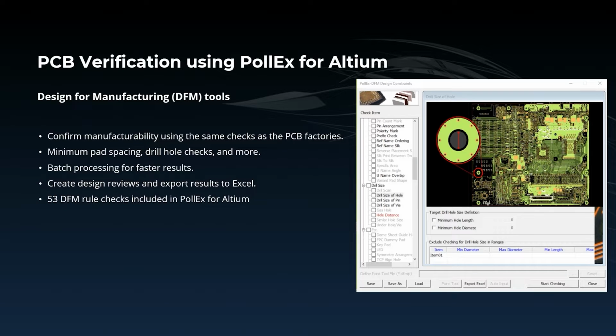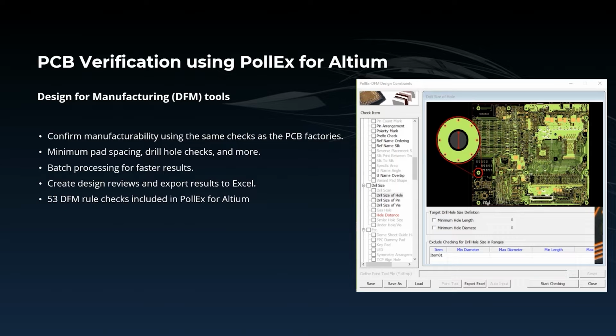All the different rules that we're checking can be batch processed for faster results. This means it can save time and money when it comes to efficiency of running multiple checks and even the iterative process of creating updates and running the checks again.